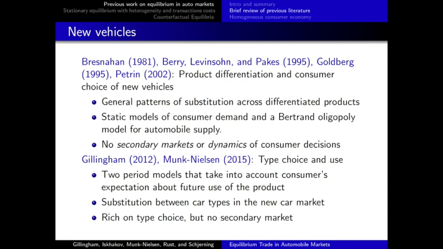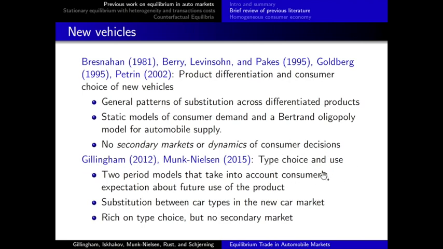Okay, and it's a Bertrand model. But then you have this oligopoly side of the automobile market with respect to the supply. So we can actually take the supply side, something that's very similar to that from that literature. Okay, but then we're going to have forward-looking consumers that are trading in the secondary market. This is what we usually don't have in that literature.